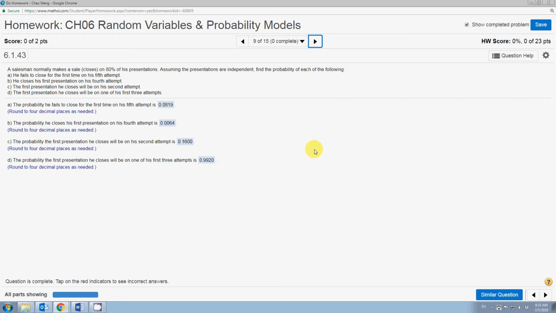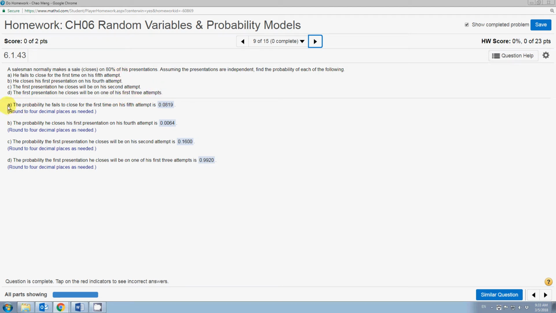Hello class, this is chapter 6 assignment question number 9. The question says a salesman normally makes a sale on 80% of his presentations. Assuming the presentations are independent, we need to find the following probabilities.